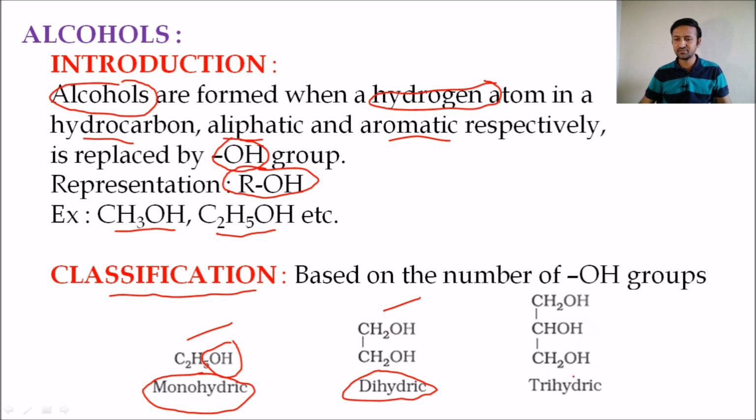Third one is a trihydric alcohol. Here it contains three hydroxy groups present, so it is called or named as trihydric alcohol. One example taken here is glycerol or glycerine. That's an example for a trihydric alcohol. So classification you can take based on number of hydroxy groups.